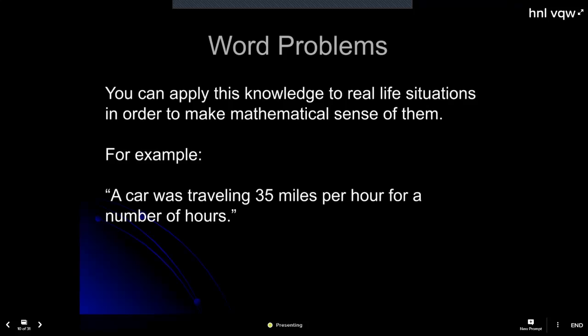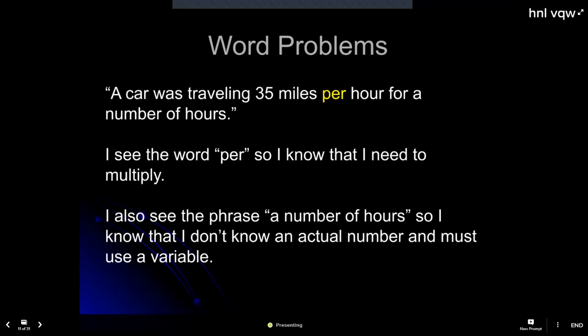Okay, so moving on. Word problems. You can apply this knowledge to real life situations in order to make mathematical sense of them. For example, a car was traveling 35 miles per hour for a number of hours. I see the word per, so I know that I need to multiply. I also see the phrase a number of hours. So I know that I don't know an actual number and must use a variable.